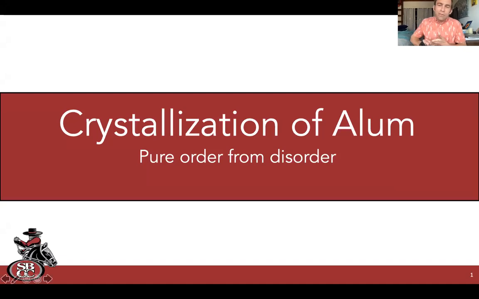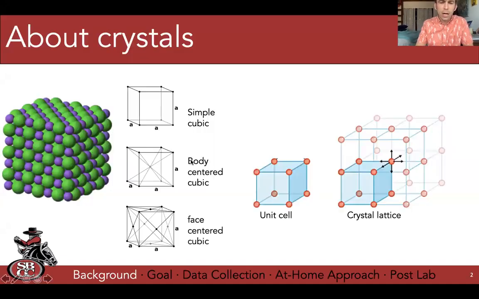Okay, crystallization of alum, pure order from pure disorder. So let's talk about what a crystal is first, and then we'll talk about how we're going to make our crystal. So a crystal is a regular lattice of ions. You can have molecular crystals, but today we're talking about alum. So let's just think ions, right? So here's a simple lattice of sodium chloride. It's a solid, but more than just being a solid, it's a very ordered solid.